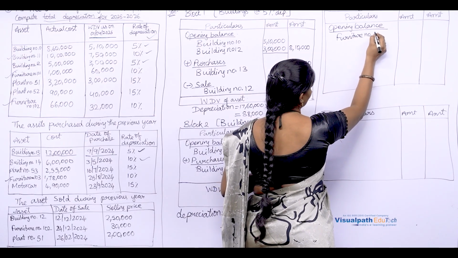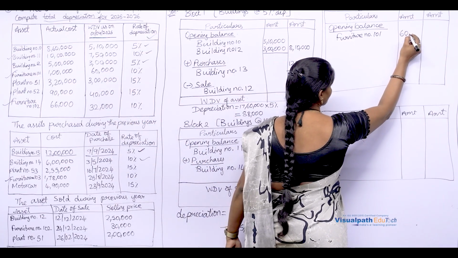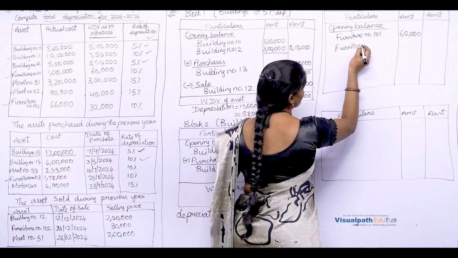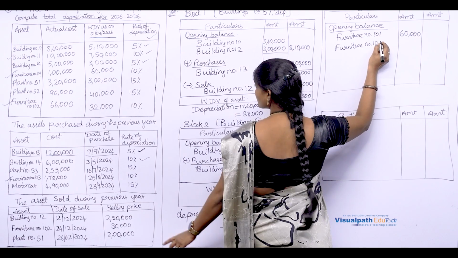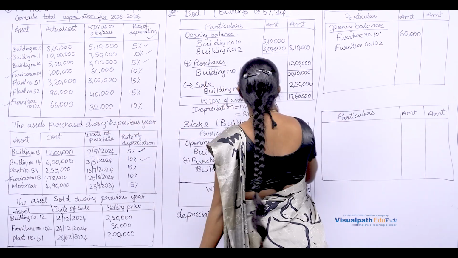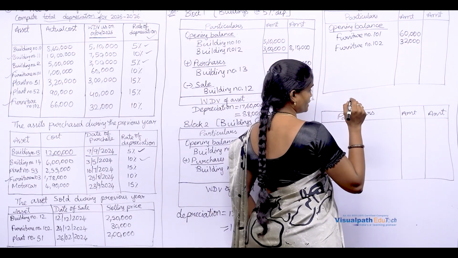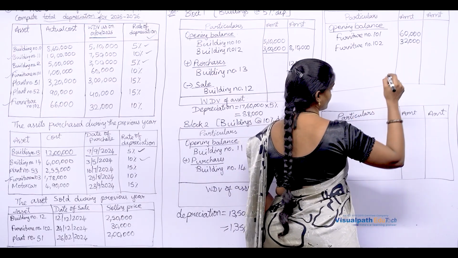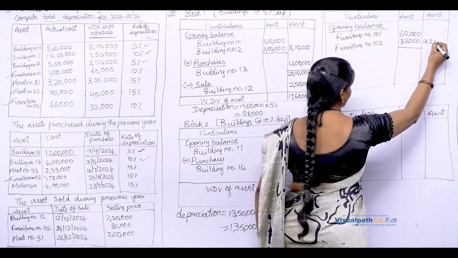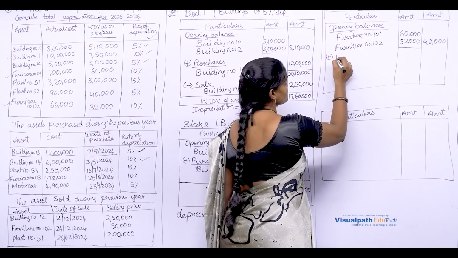Furniture number 101 is 60,000. Then furniture number 102, whose value is 32,000. Clear? Add this. How much will you get if you add this? Add and write in the outer column. You will get 92,000. Clear? To this, add purchases.